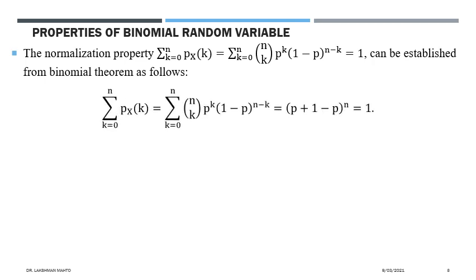We can easily verify it by using the binomial theorem. Here x is a binomial random variable taking values from 0 to n, so you have to sum it up. The binomial probability is written as n choose k into p to the power k into 1 minus p to the power n minus k, summed from k equal to 0 to n. This is the binomial theorem. If you treat p as a and 1 minus p as b, then it is a plus b to the power n. So you write p plus 1 minus p, and p and minus p cancel out. Finally we have 1 to the power n, which is 1. Hence the probability mass function of the binomial random variable satisfies the normalizing condition.